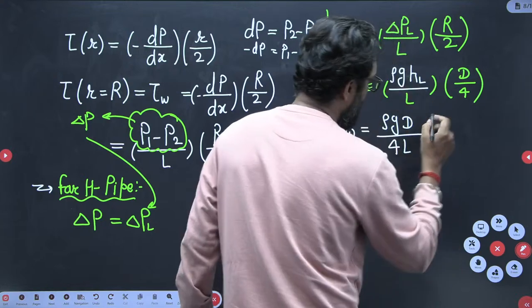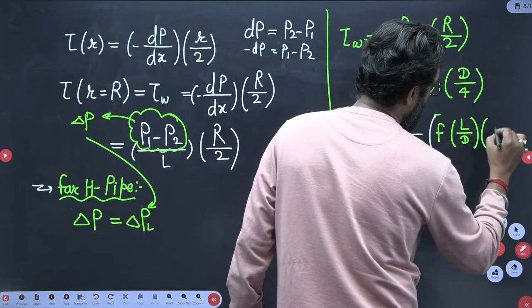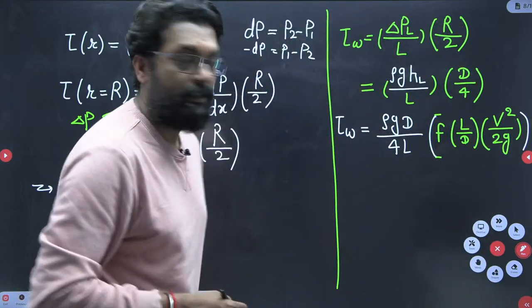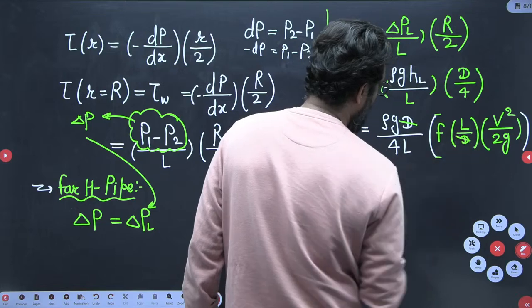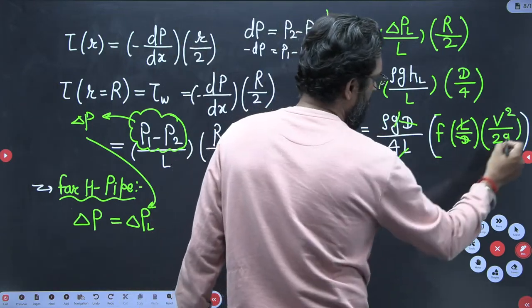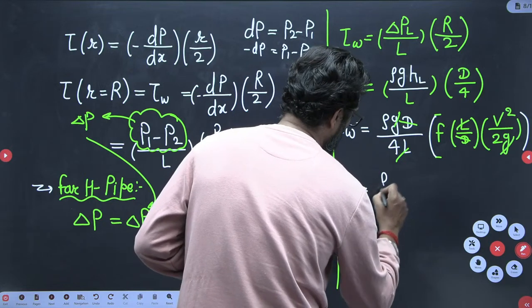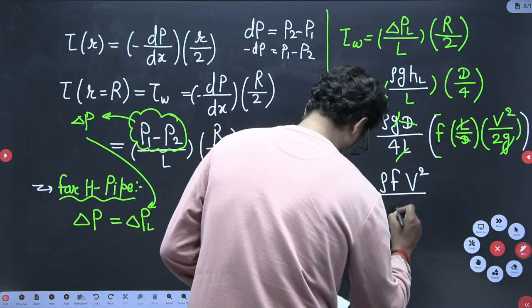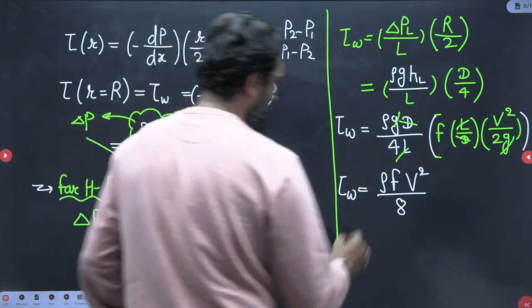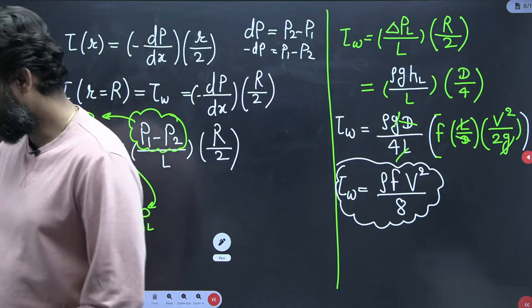What is h_L, my dear? h_L is f L by D into V square upon 2g, and this V is your average velocity. Then this D cancels, this L cancels, this g cancels. So what is that? Tau wall is equal to rho f V square upon 8. Yes or not? So this is your wall shear stress in the form of friction factor.